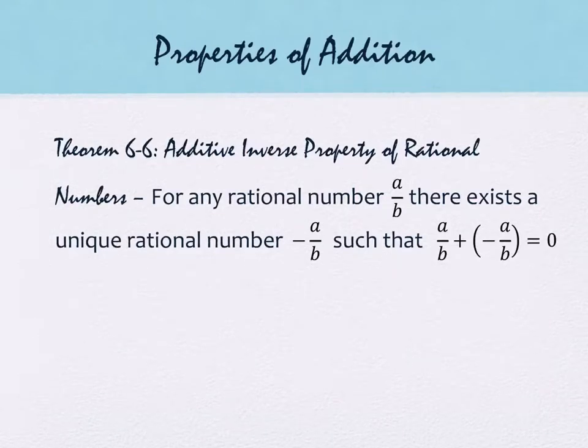Okay, properties of addition. So one of our properties of addition is that there's an additive inverse. So for any rational number, a over b, there exists a unique rational number, negative a over b, such that when you add them together, you get back 0. And it works for every rational number.